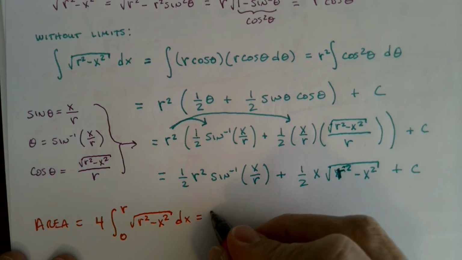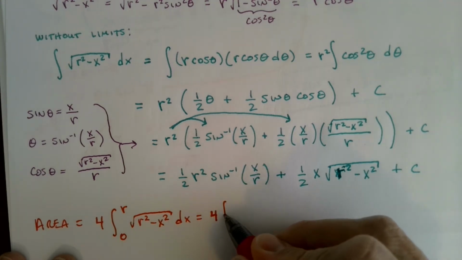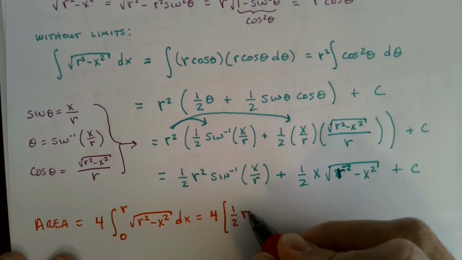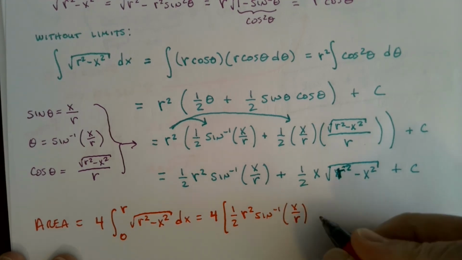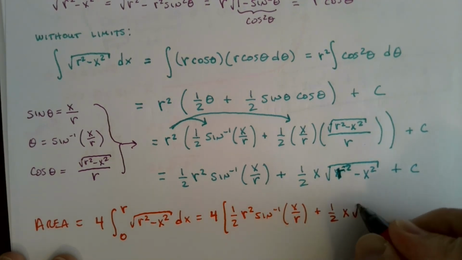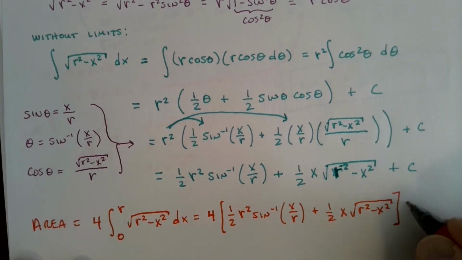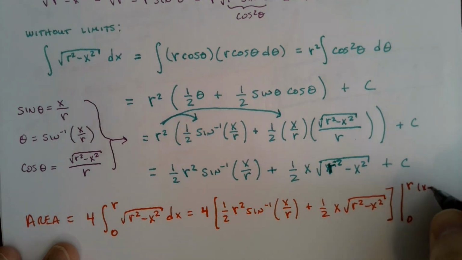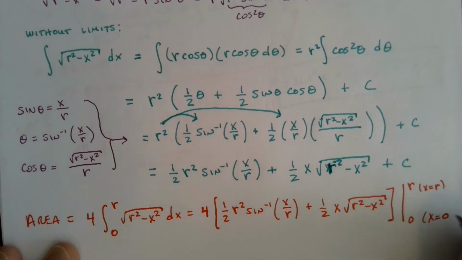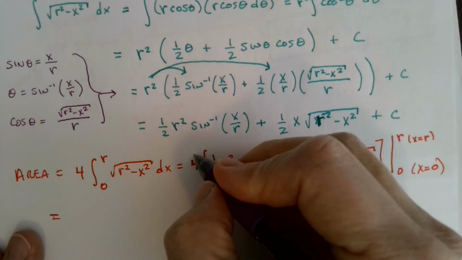So I've got this 4, and we can distribute that 4 through as well, which will clean up all those 1/2s, won't it? There's the antiderivative. I don't need to do the plus c when I'm doing a definite integral, right? I'll just evaluate this from upper limit of r. Remember, this is x equals r, and this is x equals 0. X is the variable. R is a constant. Okay, very important there.